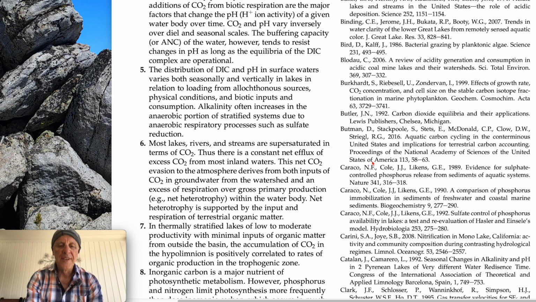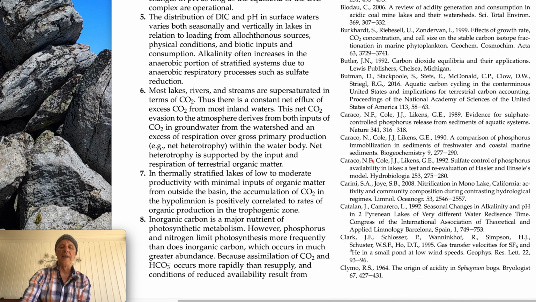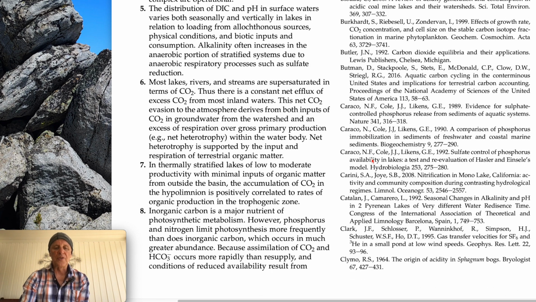The distribution of DIC and pH in surface waters varies both seasonally and vertically in lakes in relation to loading from allochthonous sources, physical conditions, and biotic inputs and consumption. Alkalinity often increases in the anaerobic portion of stratified systems due to anaerobic respiratory processes such as sulfate reduction. Most lakes, rivers, and streams are supersaturated in terms of CO2. Thus, there is a constant net efflux of excess CO2 from most inland waters.